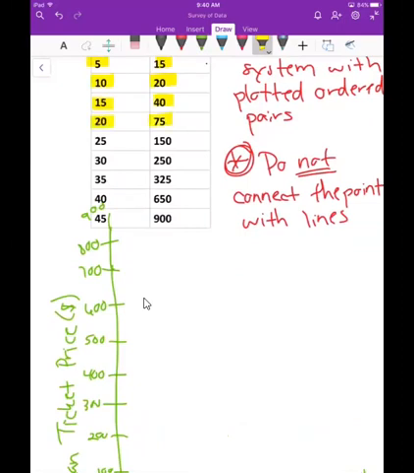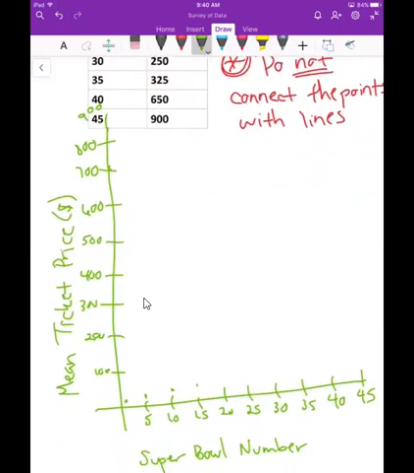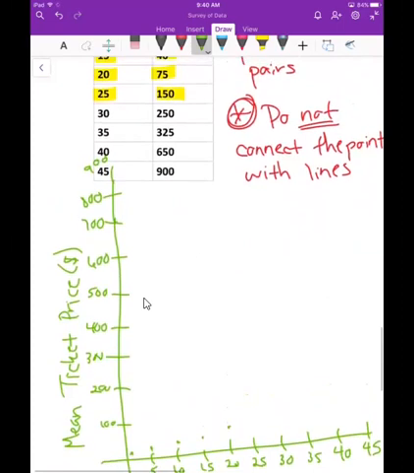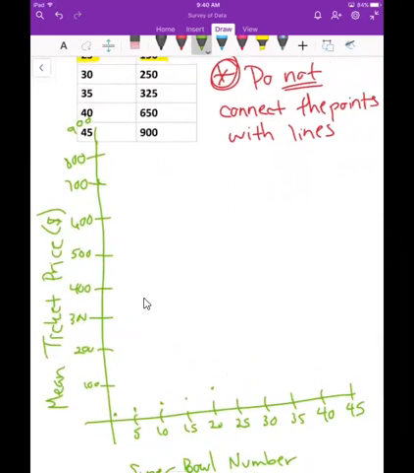Now we need to go to 20, 75 and then 25, 150. So 20, 75 would be just about 3/4 of the way up towards 100. And 25, then these are going to start to get easier to plot. 25, 150. So that's about halfway between 100 and 200. 30, 250. So up here. 35, 325. And again, I'm just approximating these the best I can. 40, 650. So that starts to get really high. And then 45 is up here at 900.